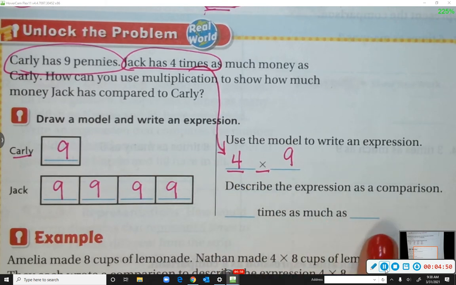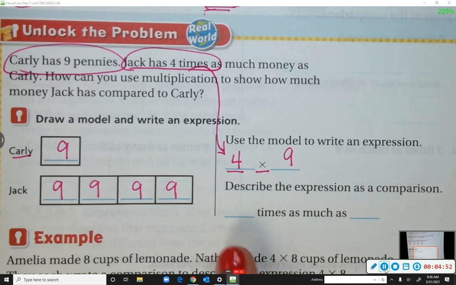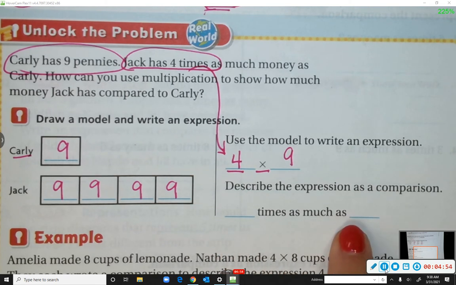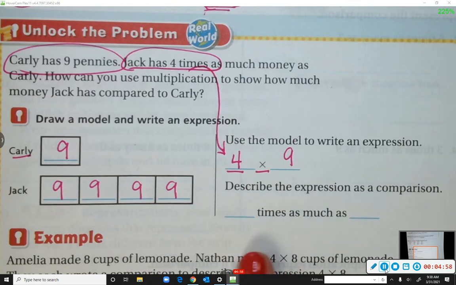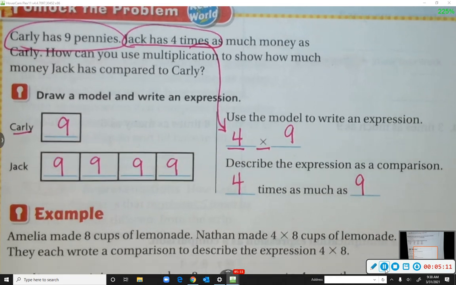Describe the expression as a comparison. So how would I put this as a comparison with the numbers? What goes on the first blank? Four. Good. 4 times as much as? 9. Okay? The next one.